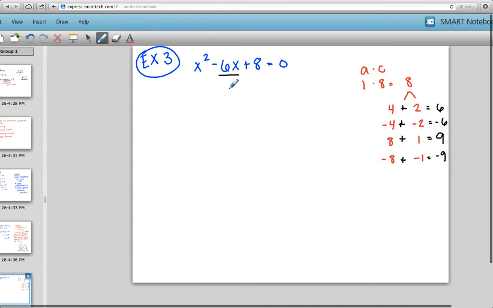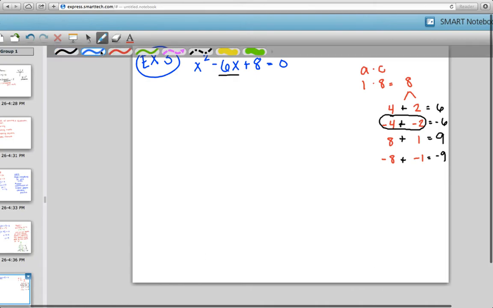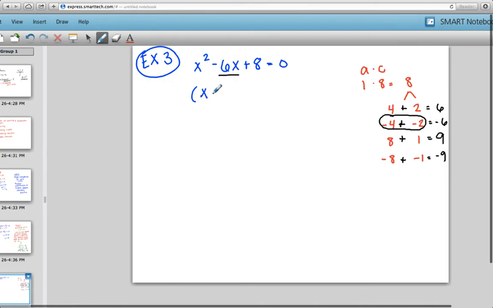I'm trying to get the value of negative 6. So that would be these values right here, negative 4 and negative 2, which will represent what go inside my parentheses. So x minus 4, x minus 2. Okay, now I have two things multiplying each other, set equal to 0. So what can I do? I can separate them. x minus 4 equals 0 and x minus 2 equals 0, and solve for x. And those are my two solutions.